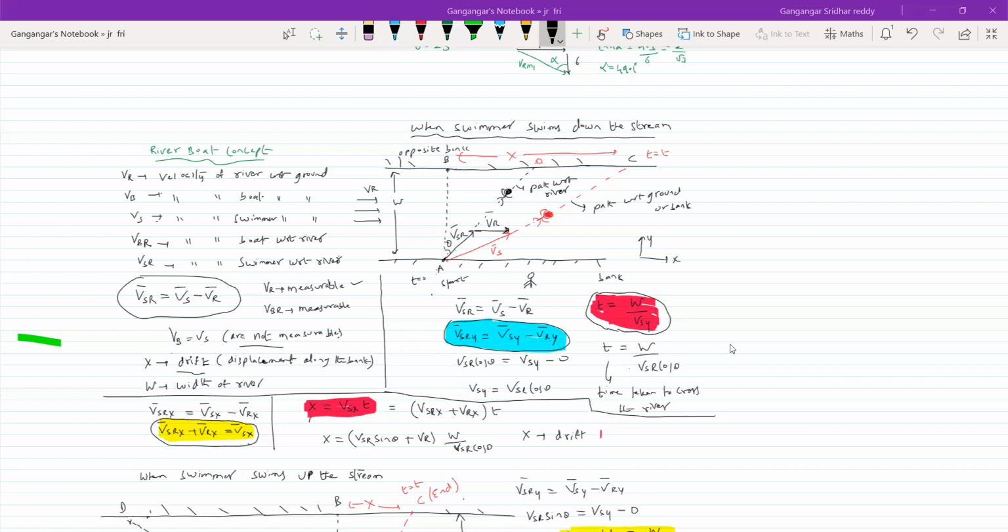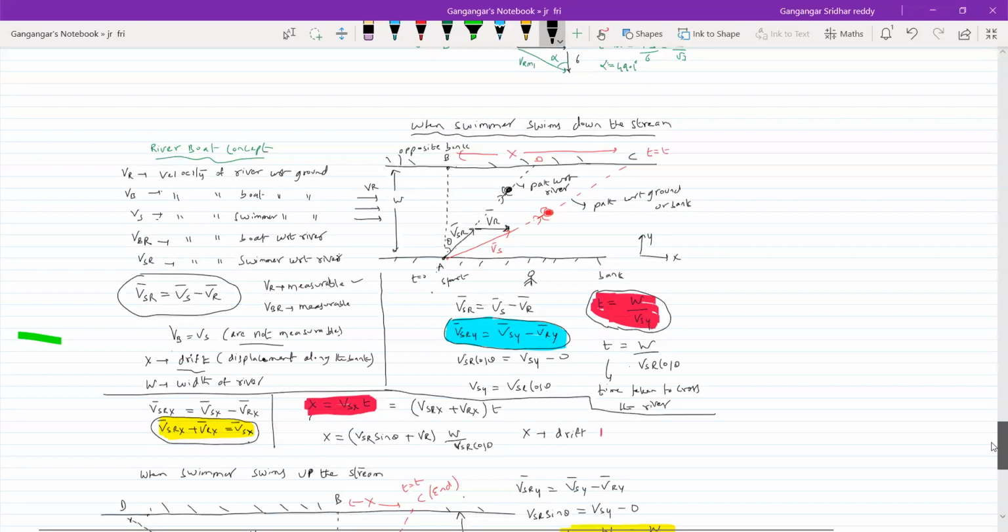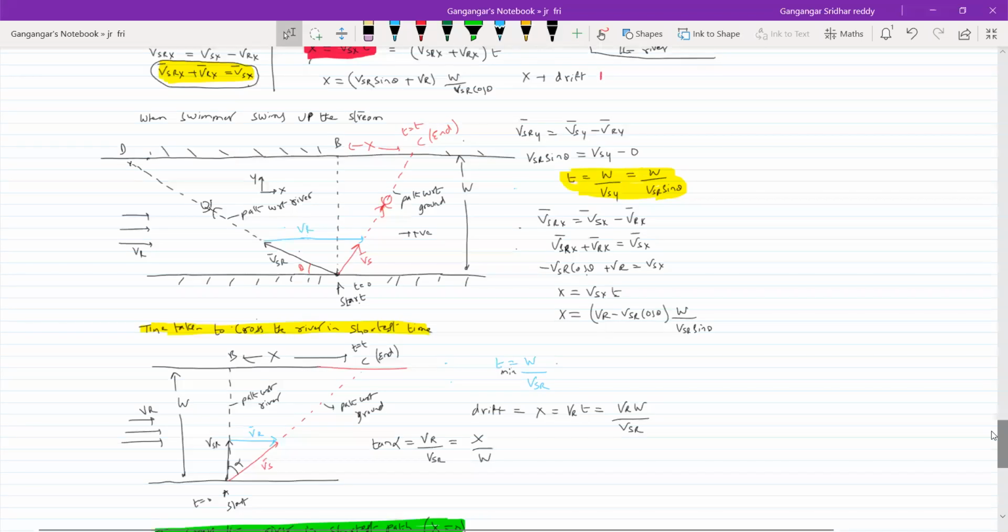So this is, I think, to minimize drift. If I swim down the stream, no way, this condition will not help. So to minimize drift or shortest path, what do you mean by shortest path? The drift should be 0. Tell me, shall I swim up the stream only? Can I make x 0 here? If I make x 0, what will happen here? Yes, x can be 0 here.